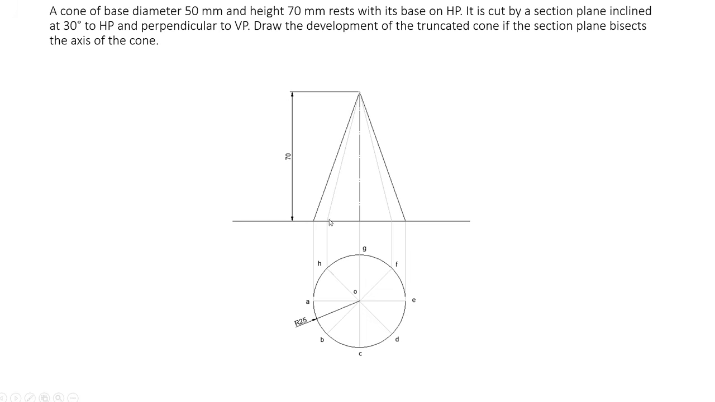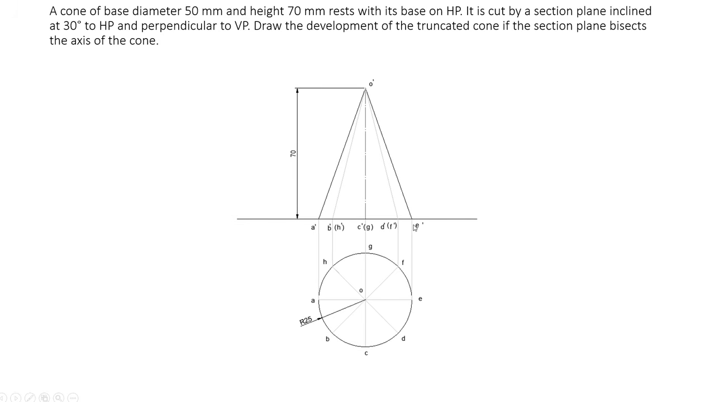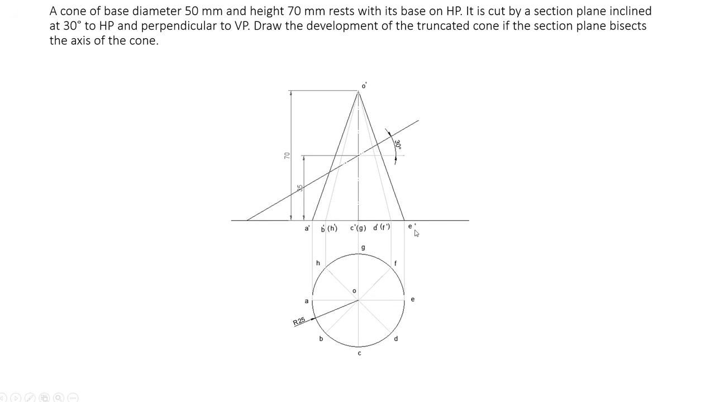Now connect all these points to this apex like this. You want to use the outermost triangle as a dark line. Now project all these points here. You can name those points as A dash, B dash, H dash, C dash, G dash, D dash, F dash and E dash. Now it is given that the section plane is bisecting the axis.